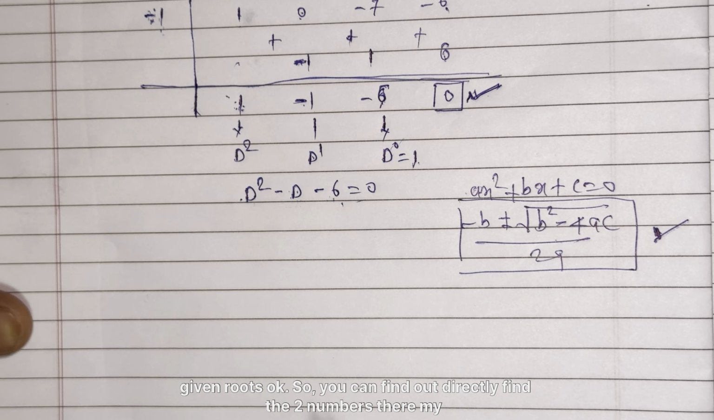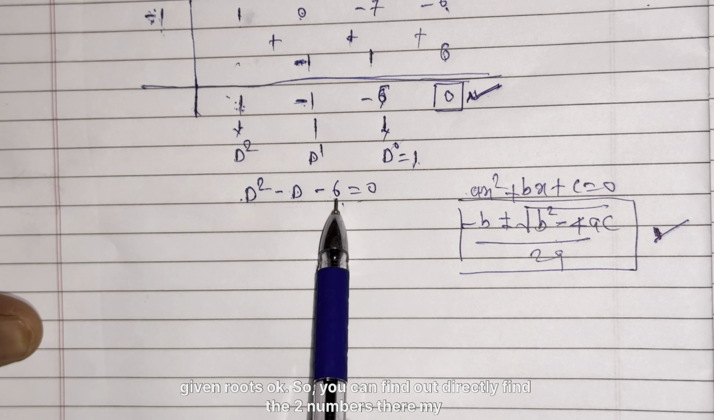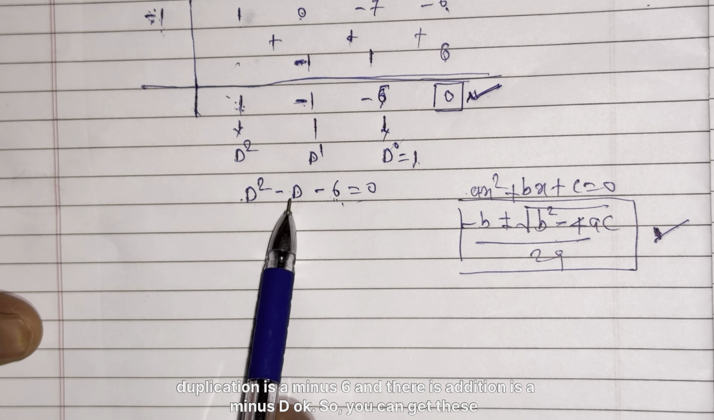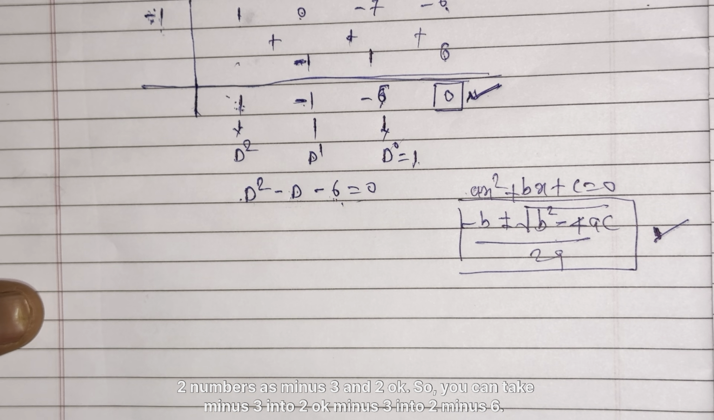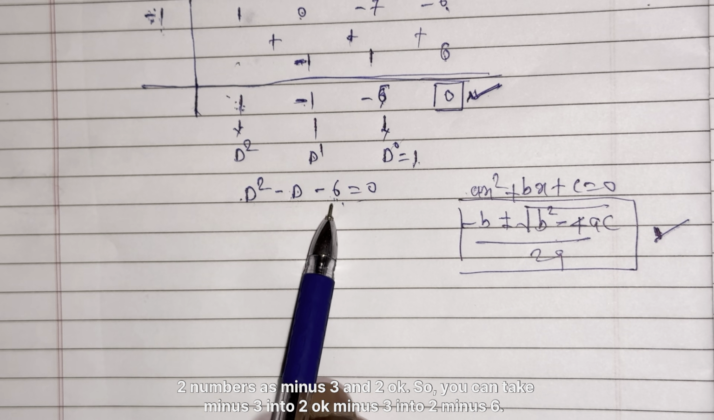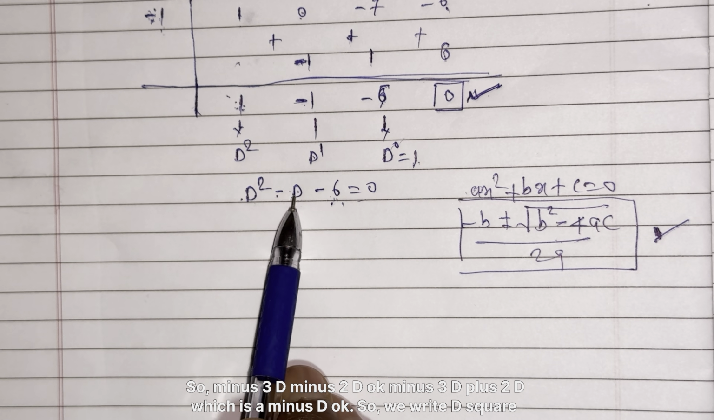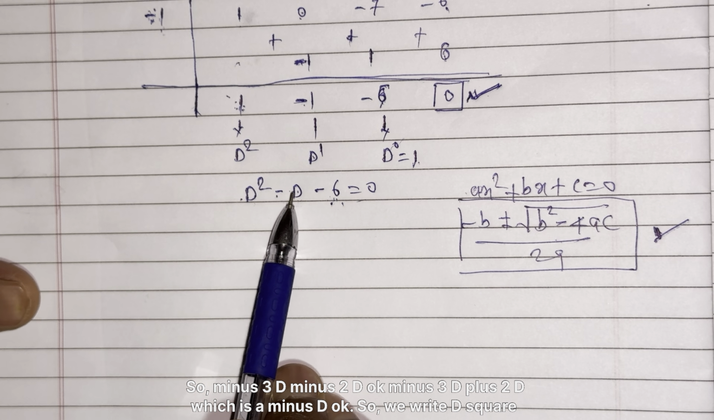Or you can find directly the two numbers whose multiplication is -6 and whose addition is -1. You can get these two numbers as -3 and 2. Okay, -3 times 2 is -6, and -3D plus 2D gives -D.